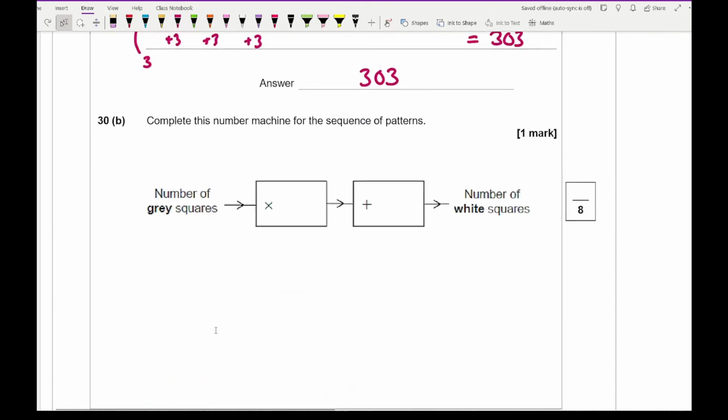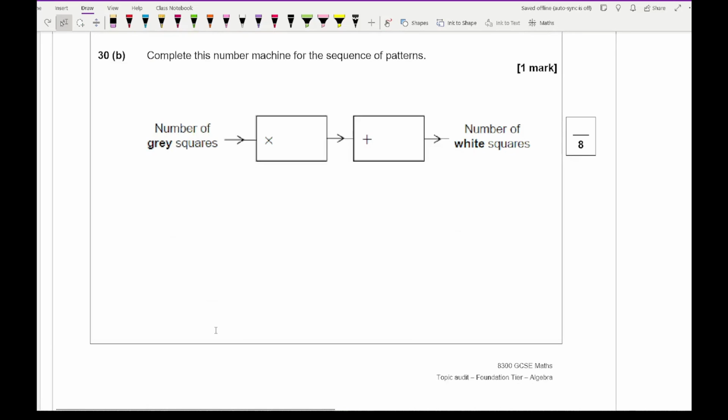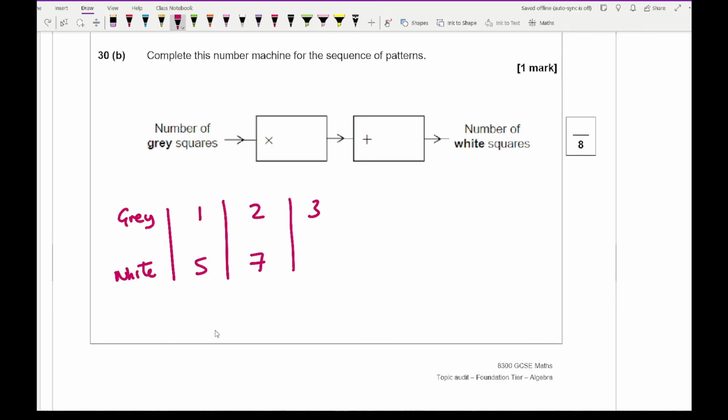Then for question 30b, it says complete the number machine for the sequence of patterns. So you want the number of grey squares to get to the number of white squares. So for this, if we set up a little table, we've got the grey and we've got the white. Now in the first pattern, when we've got 1 grey tile, we've got 5 white tiles. When we've got 2 grey tiles, we have 7 white tiles. When we've got 3 grey tiles, we've got 9.